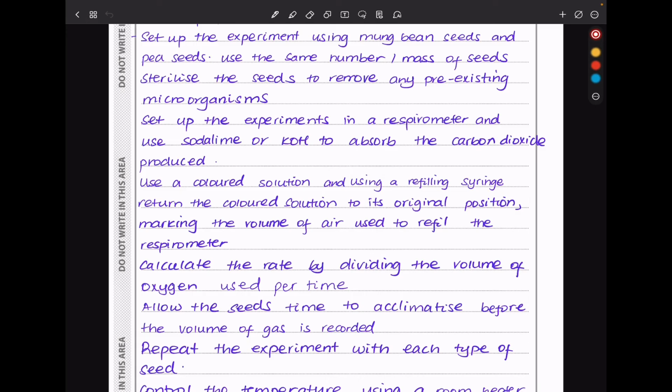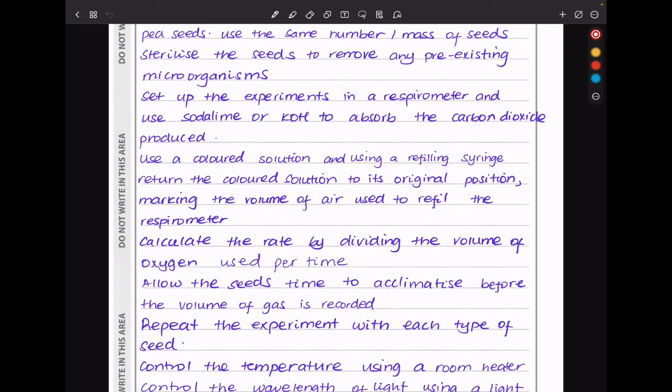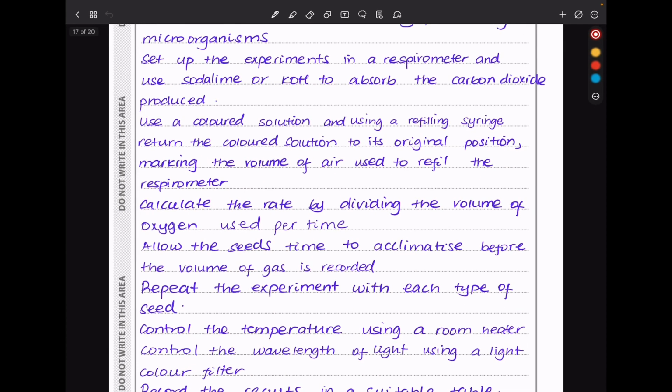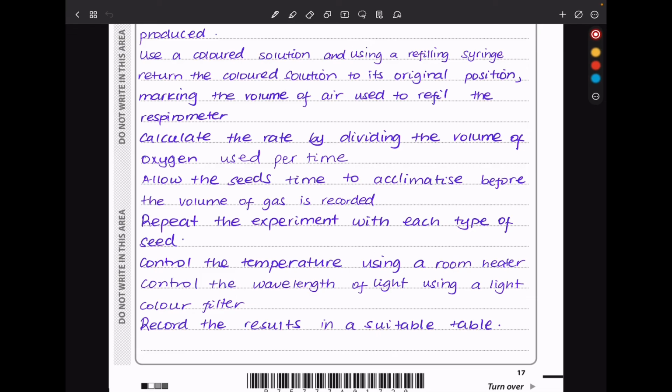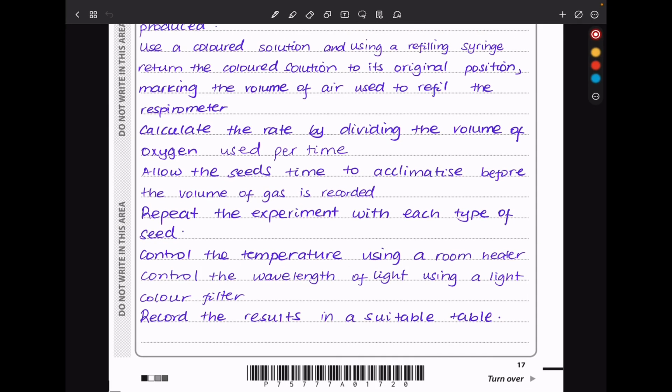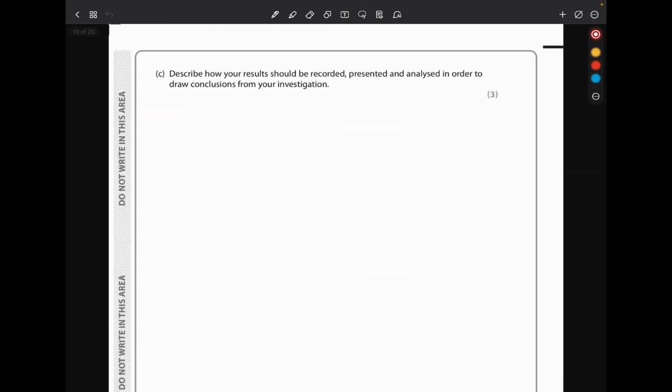Use a colored solution and, using a refilling syringe, return the colored solution to its original position, so marking the volume of air used to refill the respirometer. This is going to be the volume of oxygen that is used up during the respiration process. Then we can calculate the rate by dividing the volume of oxygen used per time and allow the seeds time to acclimatize before the volume of gas is recorded. You need to repeat the experiment with each type of seed and control the temperature using a room heater, control the wavelength of light using a light color filter, and record the results in a suitable table.